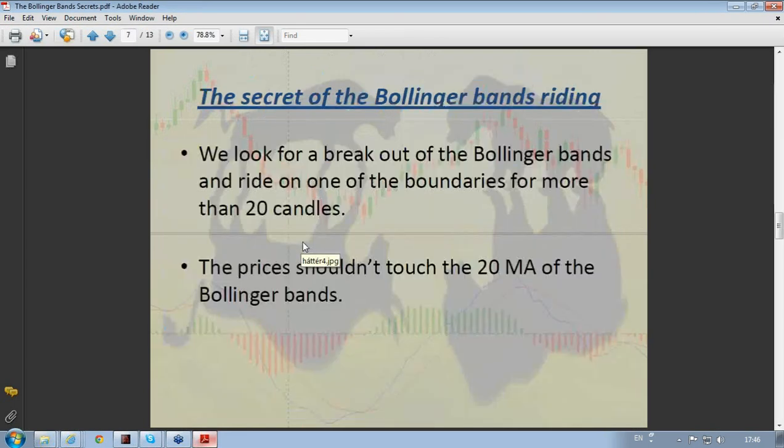The next thing we have, friends, is the Bollinger Bands Riding. Dave likes the duplications a lot. I am in love with the riding. I love the duplications a lot. I use them a lot. But the riding is a special celebration for me. You like the riding as well, Chris? Well, thank you.